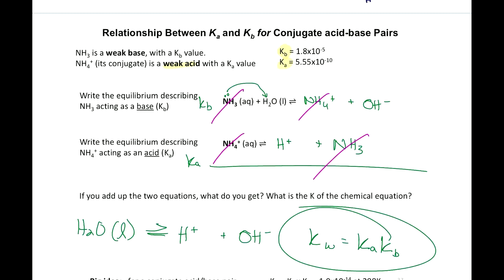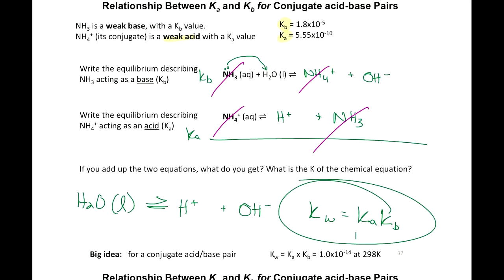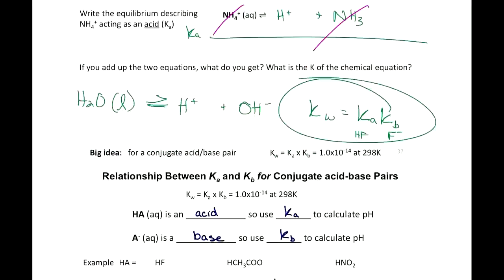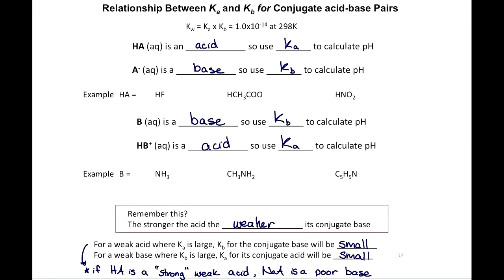So if I have a Ka expression for HF, F minus has a Kb value, and they are related by Kw. This is really important because you'll only find for weak acids a Ka value. But we can infer what the Kb is if we're working with a conjugate base. That's the big idea. Keep that in your back pocket. Honestly, if you get a tattoo to help yourself for the MCATs or whatever, that's a pretty good one.